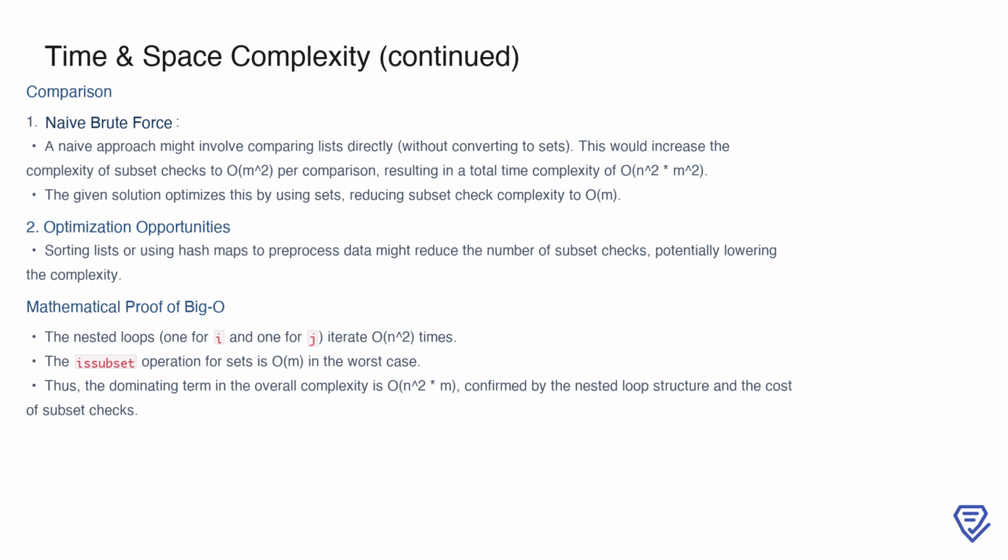However, there may still be opportunities to further optimize the algorithm. For example, sorting the lists or using hash maps to pre-process data could help reduce the number of subset checks or the cost per check. Finally, the big O complexity can be confirmed mathematically. With nested loops iterating O(n^2) times and each subset check taking O(m), the overall complexity is dominated by the O(n^2 * m) term, consistent with our earlier analysis.